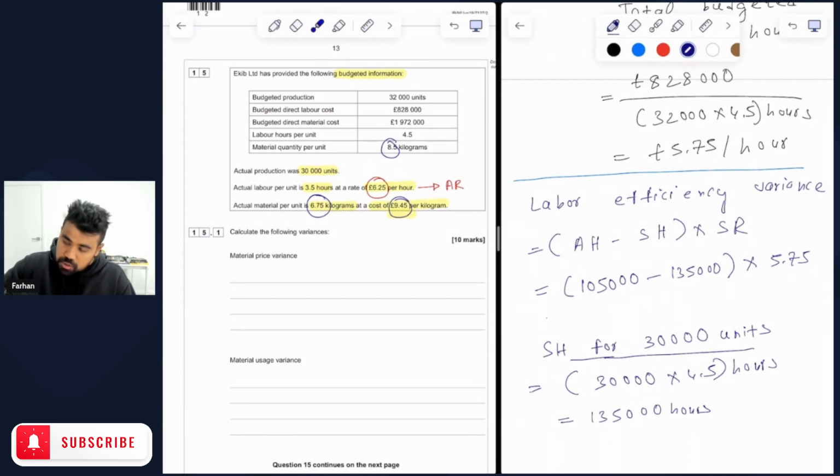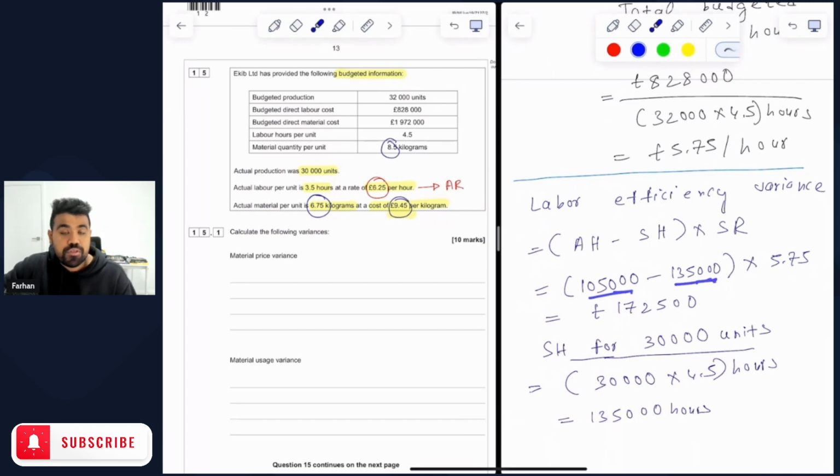So when you do the calculations, you should get pound 172,500. And is this a favorable or an adverse outcome for the business? You can clearly see that the actual hours was significantly lower at 105,000 compared to the standard hours that we would have needed for 30,000 units. So therefore, this lowers the cost of the business compared to the original planning and is therefore a favorable outcome. So we can just write favorable next to 172,500 pounds.